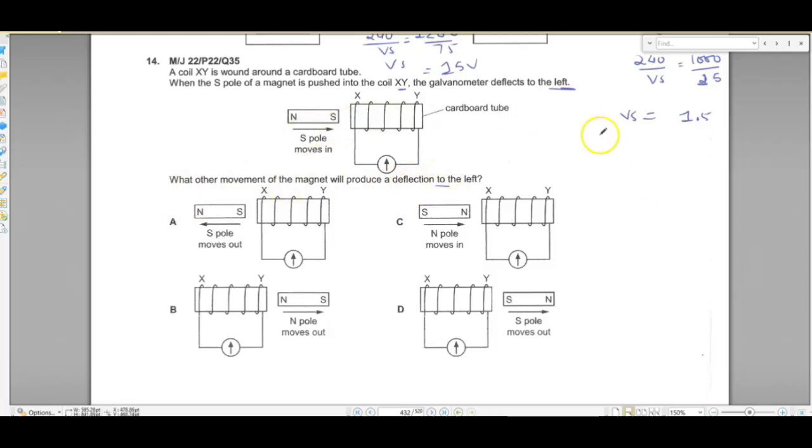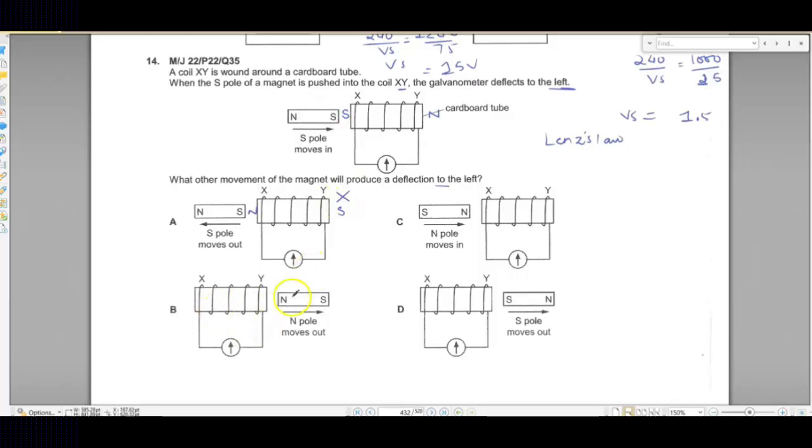Okay, if we apply Lenz's law over here, we know that if the south pole is moving in, a south pole is going to be induced over here and a north pole is going to be induced over here. Okay? And if we now look at option A, south pole moves out. If the south pole is moving out, here it is going to be north and here it is going to be south. So the deflection is not going to be towards the left side, because the deflection is only going to be on the left side if there is a south pole over here and a north pole over here. So option A obviously is not correct.